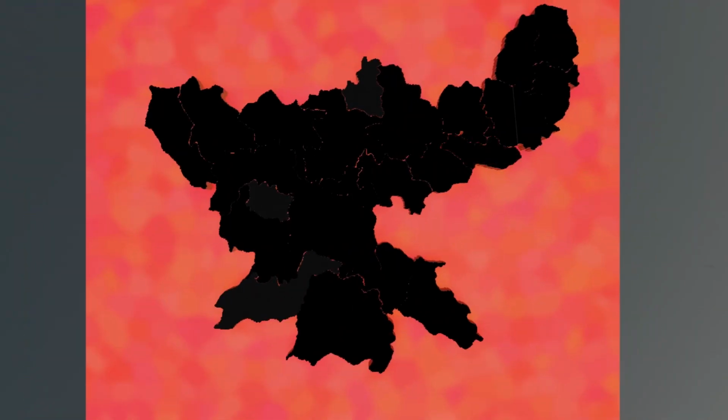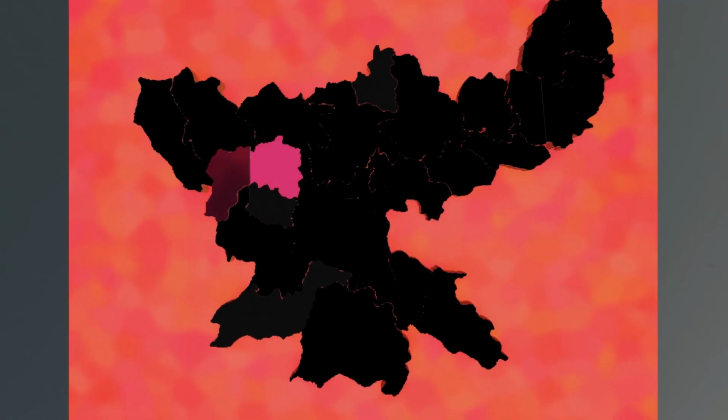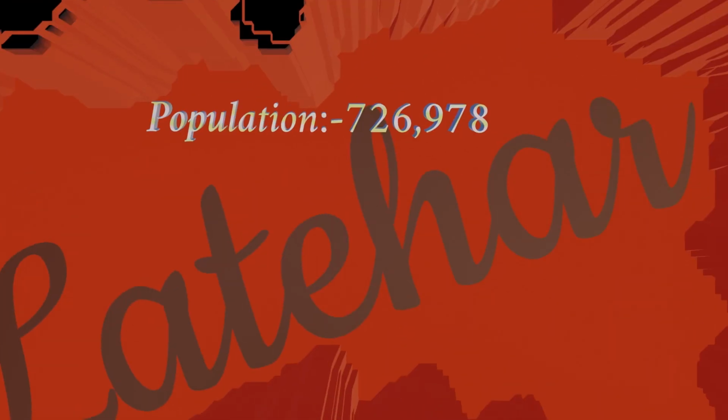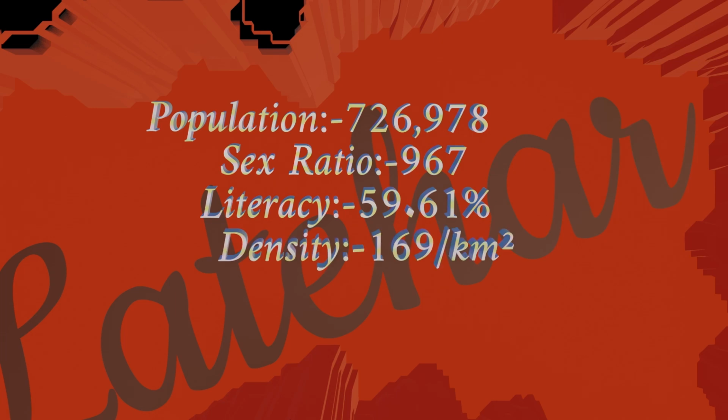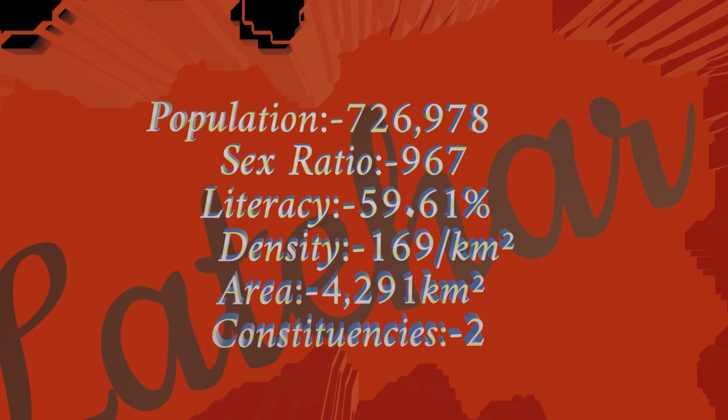Now let us move to Latehar. Population of Latehar is 726,978. Sex ratio is 967. Literacy rate is 59.61%. Density is 169 per kilometer square. Area is 4,291 kilometer square. Constituencies are 2.